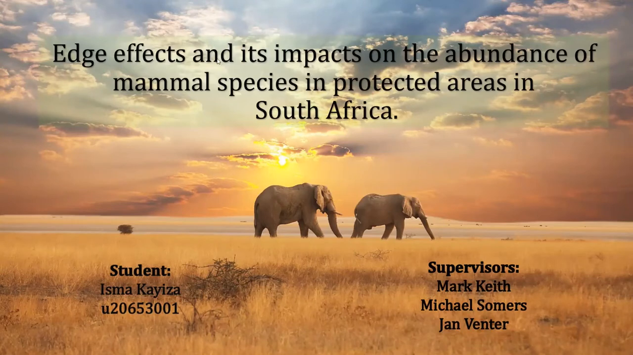Good morning, everyone. My name is Isma, and I'm doing research on the edge effect and its impacts on the abundance of mammal species in protected areas in South Africa. Most protected areas in South Africa are mostly grass and bushveld types of ecosystems, and less research has been carried out on the edge effect in this type of ecosystem. Yet the edge effect in this type of ecosystem has very significant consequences on the survival of mammal species in these protected areas. So my research, and more research that should be carried out in this area, will help to inform conservationists on how to plan for the future of conservation areas in terms of creating wildlife corridors or merging different protected areas to make bigger protected areas.